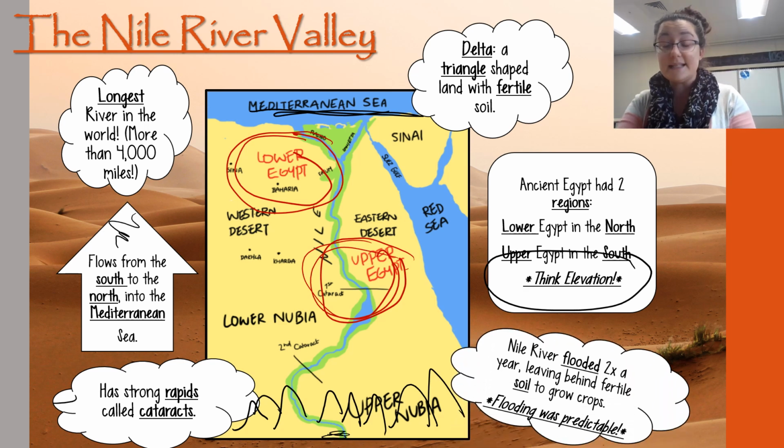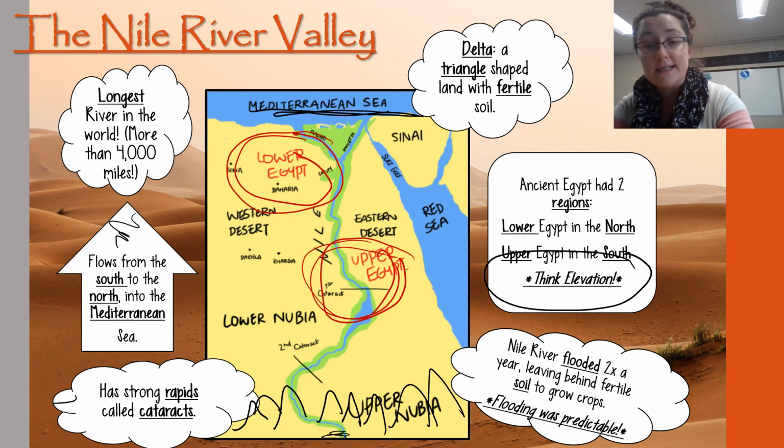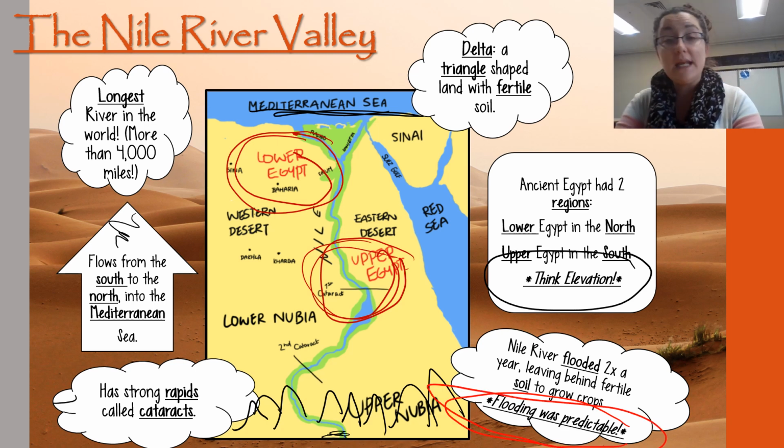One more thing, guys, that's important for us to know about this is that the Nile River flooded twice a year. Just like when we saw in Mesopotamia with the Tigris and Euphrates, and it left behind fertile soil, but it was different because here the flooding was predictable, meaning the Egyptians could predict sometimes down to the day when the river was going to flood, and it would be a slow, gentle flooding.